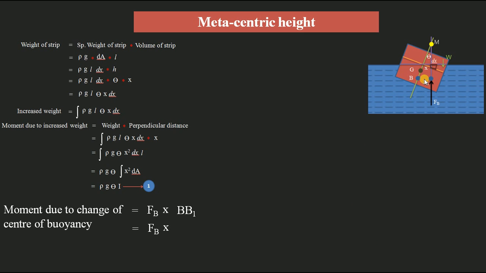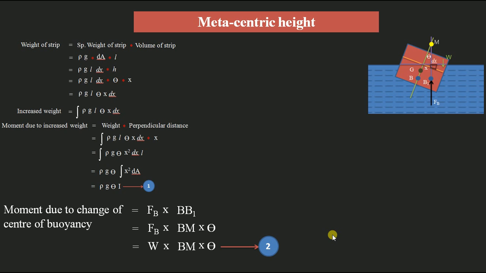In place of BB1, it is also just like a sector. BMB1 is like a sector. So this BB1 can be written as theta into BM. So write it as BM into theta. So in the next step, we can write W, which is the weight of the body which is inside the liquid, in place of FB, into BM into theta. So assume this equation as 2.